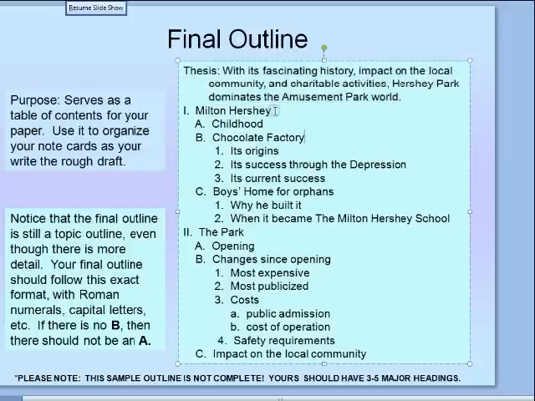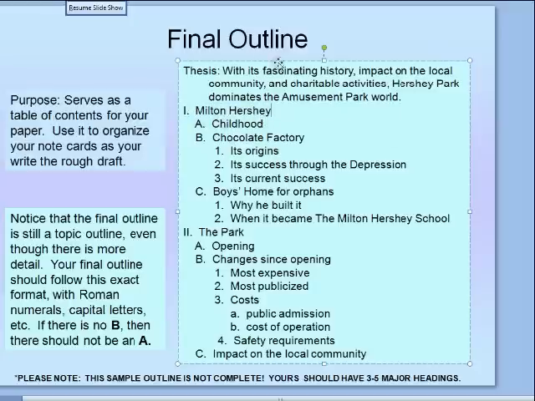Then underneath, you're going to have, I would say, at least 3, maybe even 4 general topics. These are the topics that you're going to use to try to prove your research paper. I would have, like I said, at least 3, so you can make sure that your research paper is at least 3 to 5 pages. So here's the first topic.